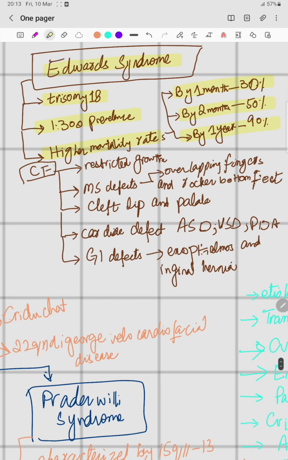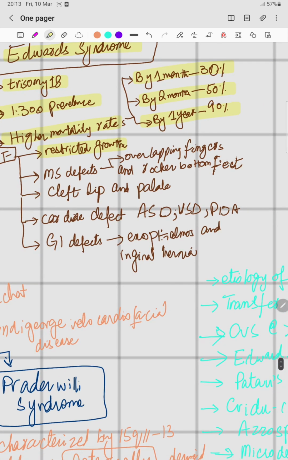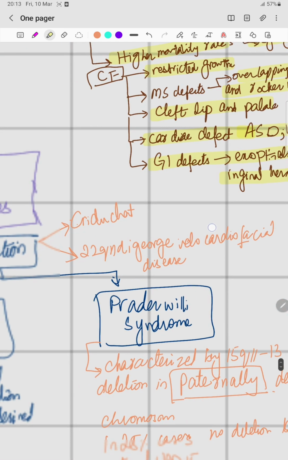The most important clinical features are restricted growth and defects, which include overlapping fingers, rocker bottom feet, cleft lip and palate, cardiac defects ASD, VSD, and PDA, and GIT defects including exomphalos and inguinal hernia.